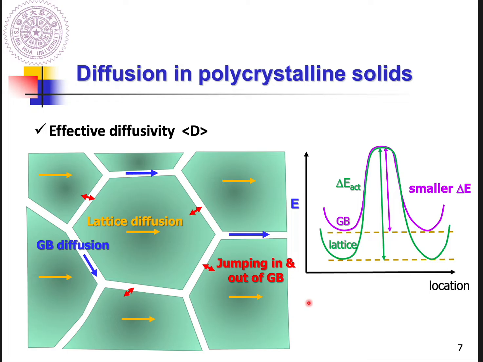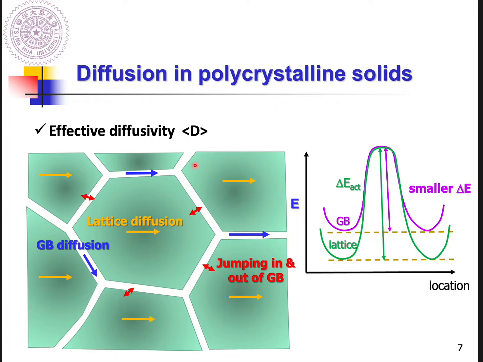Give you a quick review for previous class. In lecture 5, we are going to discuss the diffusion in materials with crystal imperfection size, for example, like polycrystalline materials.